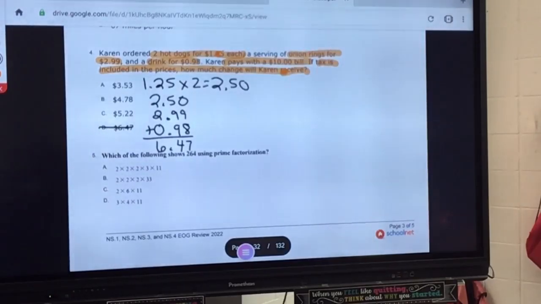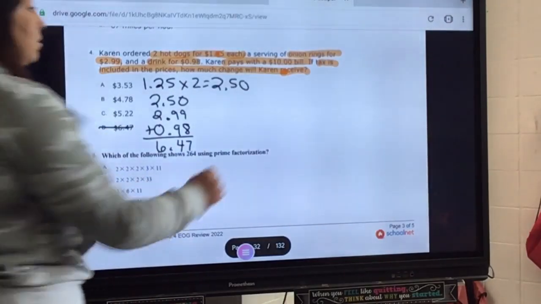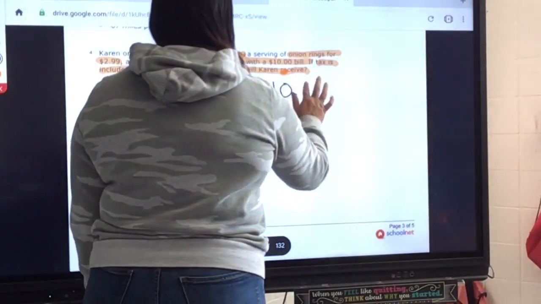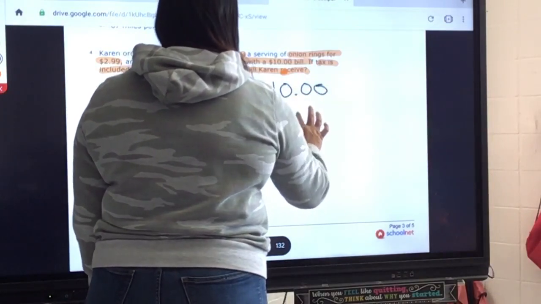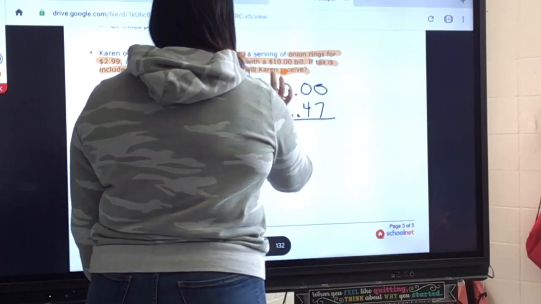Because the question is asking, if tax is included in the prices, how much change will she get back? So now, what do we have to do with the $6.47? Kylie? Subtract it from $10. Okay. All the while, I'm lining up my decimals because I am adding and subtracting.